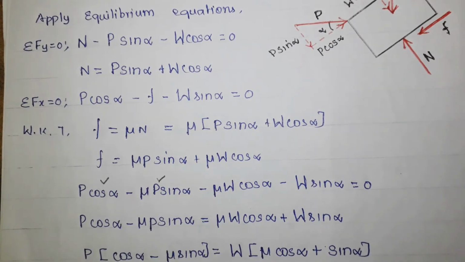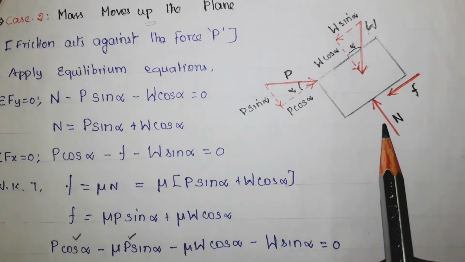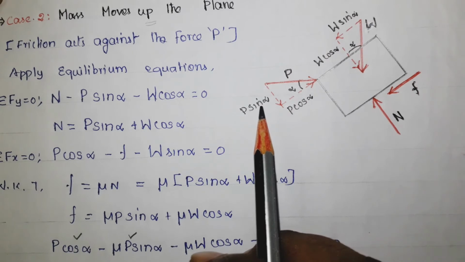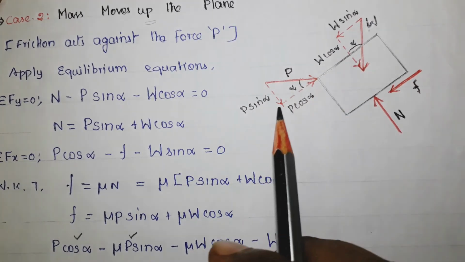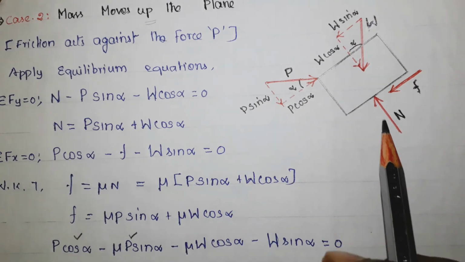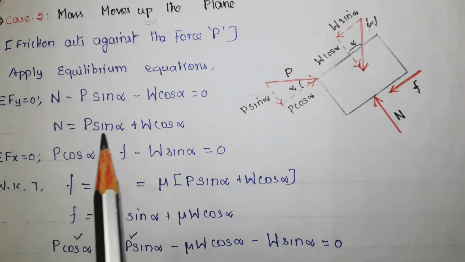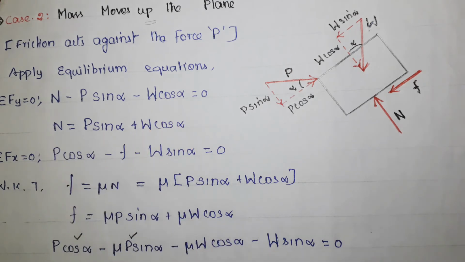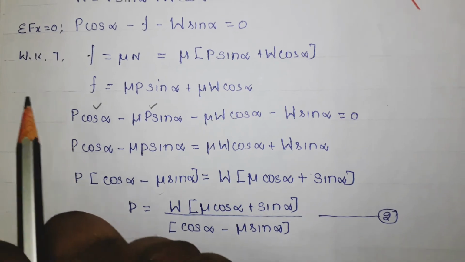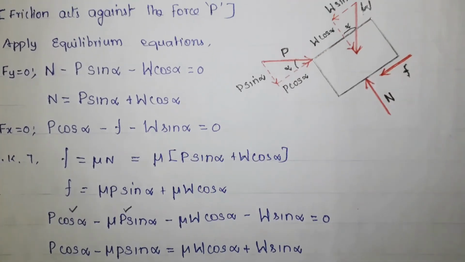Now apply the equilibrium equation. The first case is summation of all vertical forces equals 0. In this free body diagram there are three vertical forces: N, P sin alpha and W cos alpha. These two forces are acting downward, so they are minus, and N is the only force acting upward, so it is plus. So this is the equation, and it becomes N equal to P sin alpha plus W cos alpha.